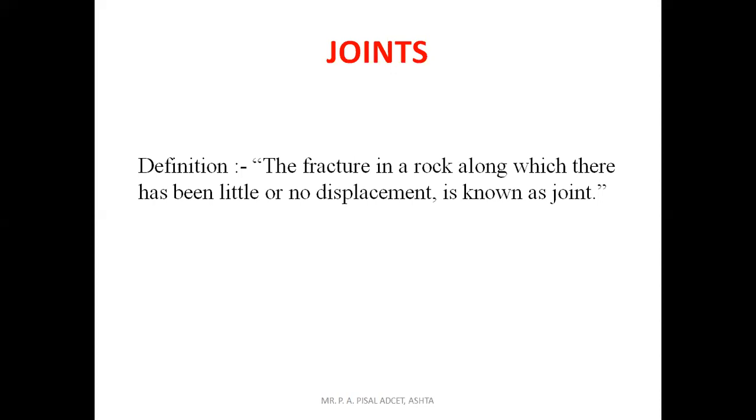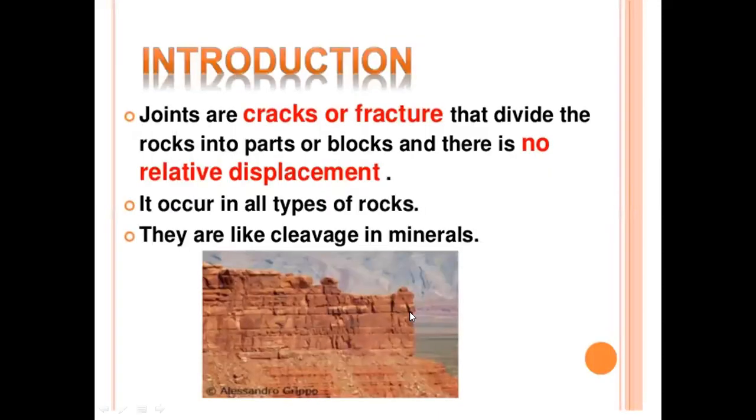Okay, so such a type of fractures in the rocks are considered as joints. Now, likewise other types of structures like fold, fault, unconformity, there are different types of joints, and those types we are now going to discuss. Joints are fractures or cracks which divide rock into parts or blocks and there is no relative displacement.